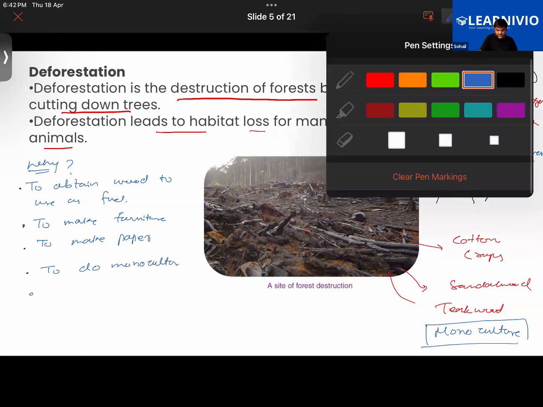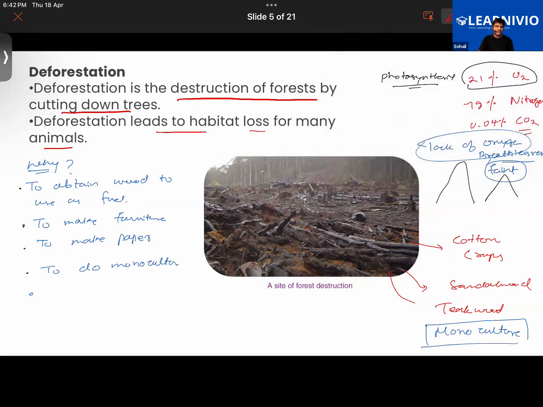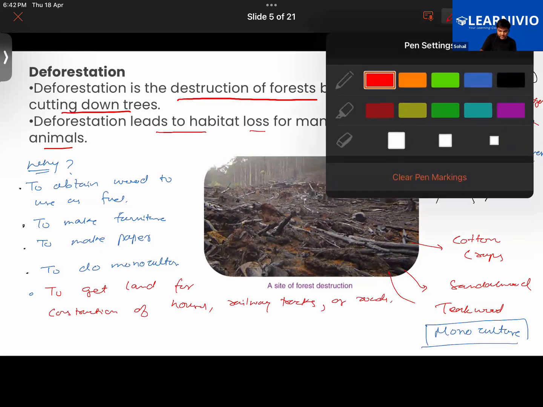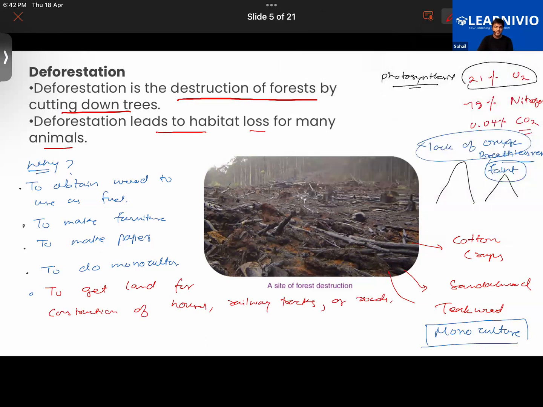Sometimes for construction purposes also it is done. For example, you want to construct a road, so forest has to be cleared. Or you have to cut down to get land for construction of houses, for laying railway tracks or roads. Can you think of some other reasons? Can there be some other reasons why forest will be cleared, why deforestation will be done?